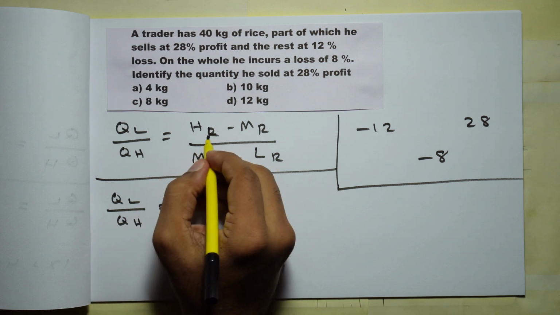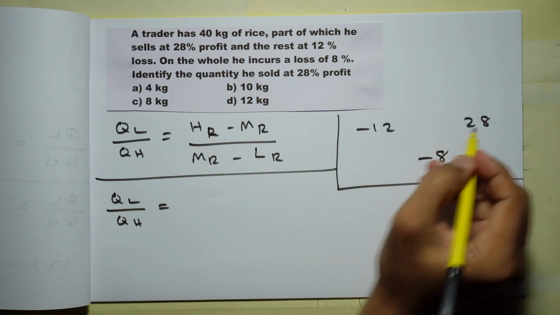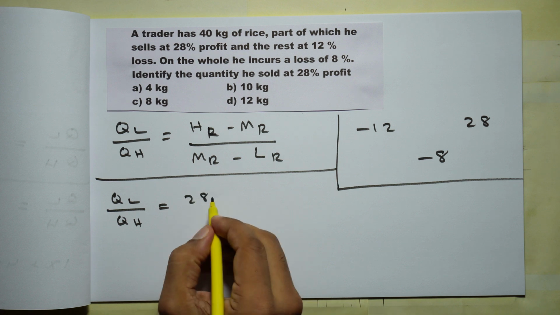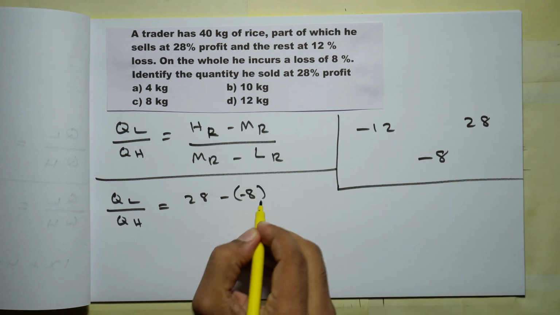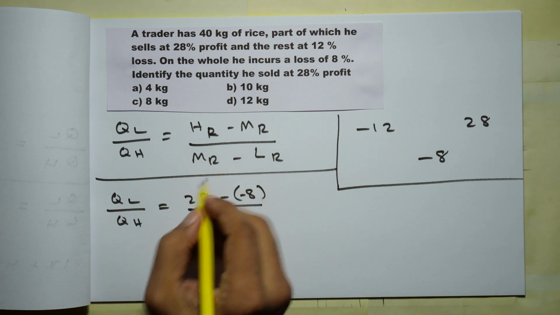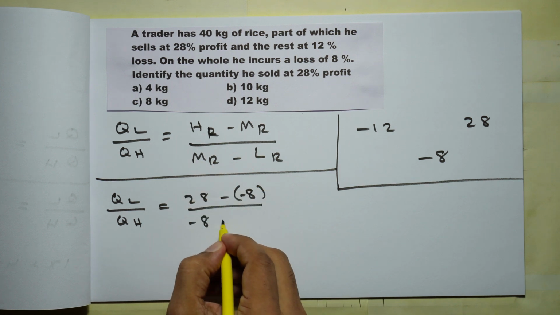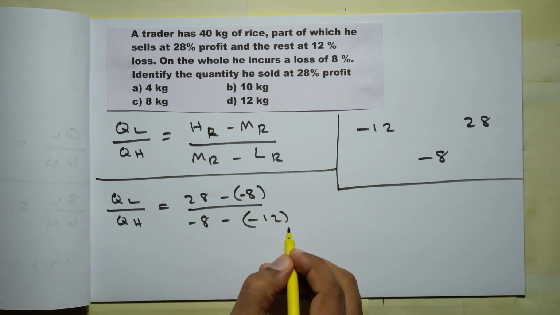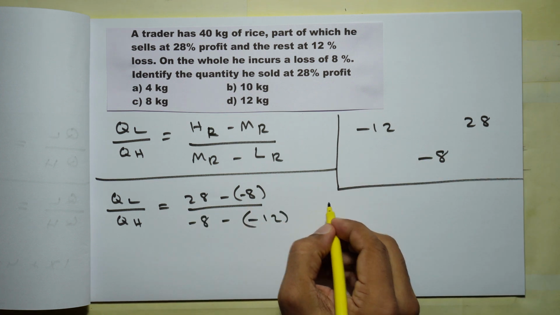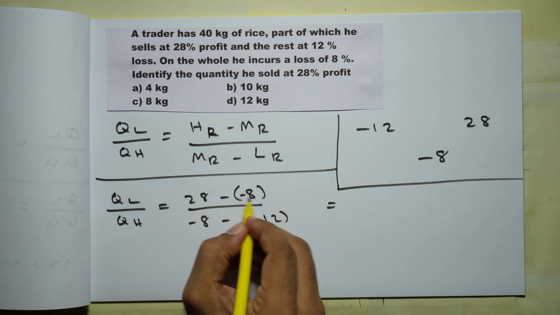So quantity from which you are getting lower returns to quantity from which you are getting higher returns. This ratio is given as higher returns will be 28 minus mean returns. So that will be negative 8, divided by mean returns, negative 8, minus lower returns. Lower returns is negative 12. So we'll just solve this. So 28 minus negative 8.